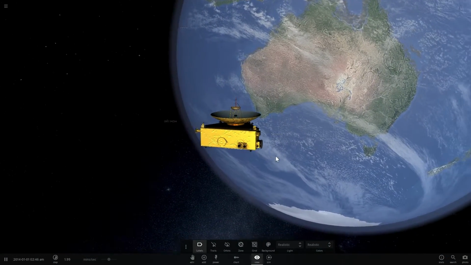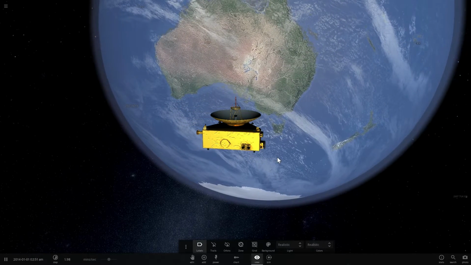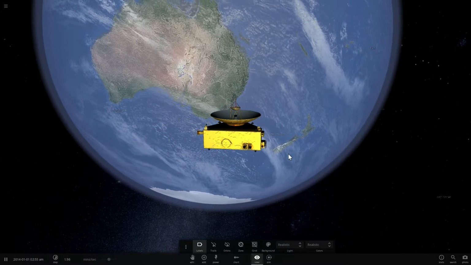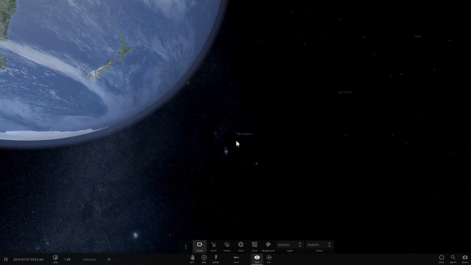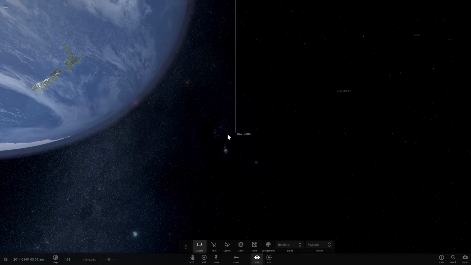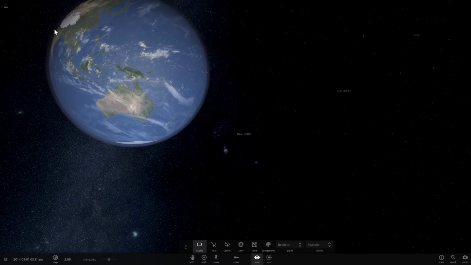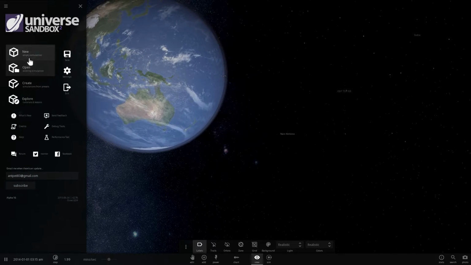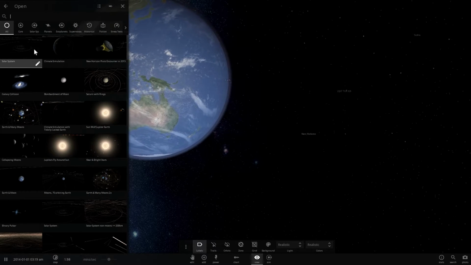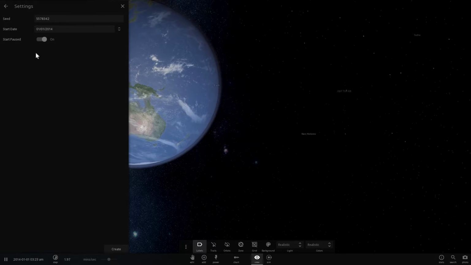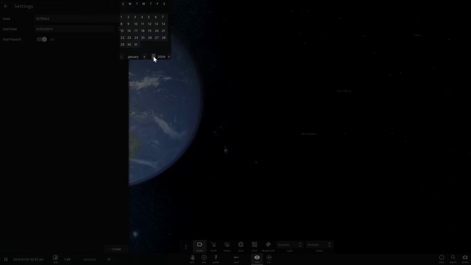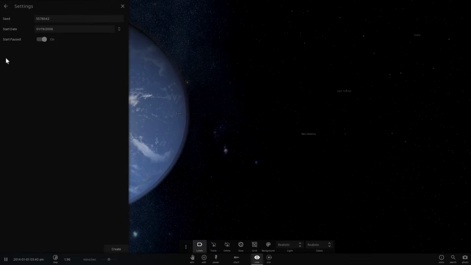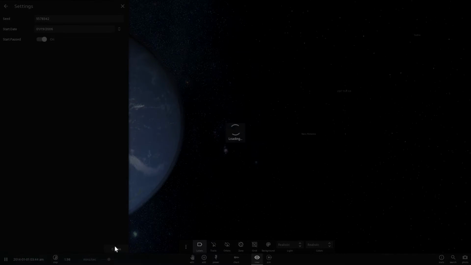We're going to try to recreate it from scratch, from January 19, 2006, which is when it was actually launched. And this is sort of like what New Horizons would be like when it was still orbiting around our planet. Now, we're going to go right here and open a new solar system simulation, and we're going to roll back the time to 2006, January 19th, and we're going to start it paused. All right, so excellent.